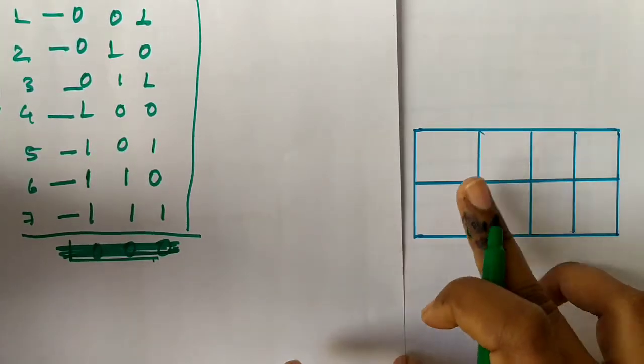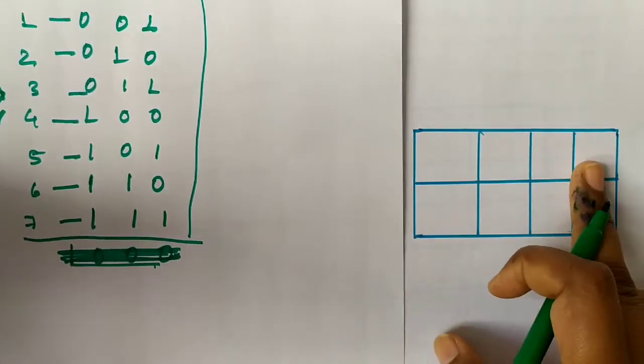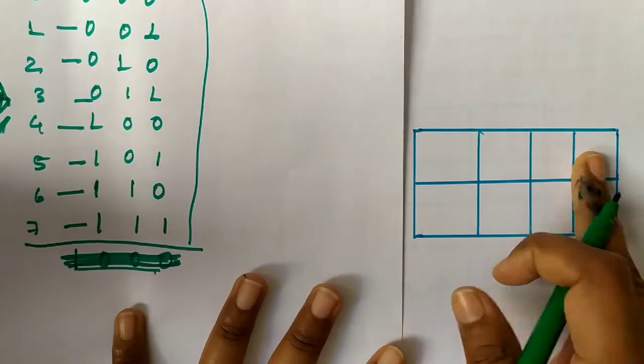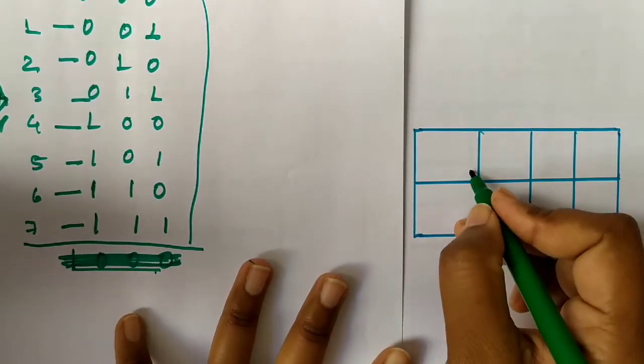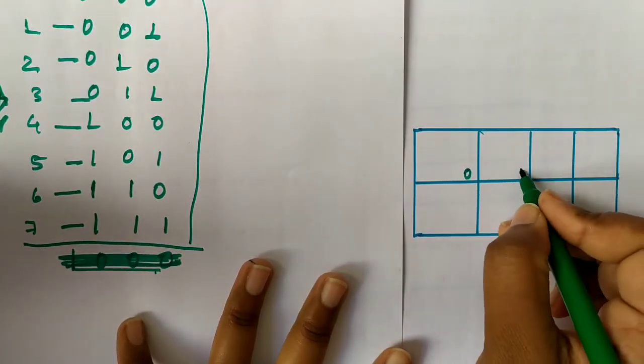1 2 3 4 5 6 7 8, total 8 boxes. So let's put the value. So here firstly this is for 0 1.